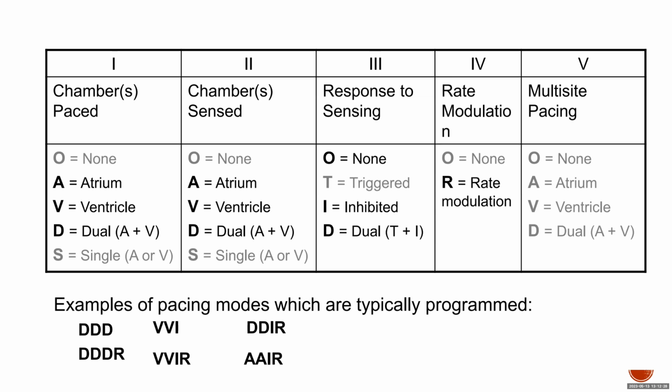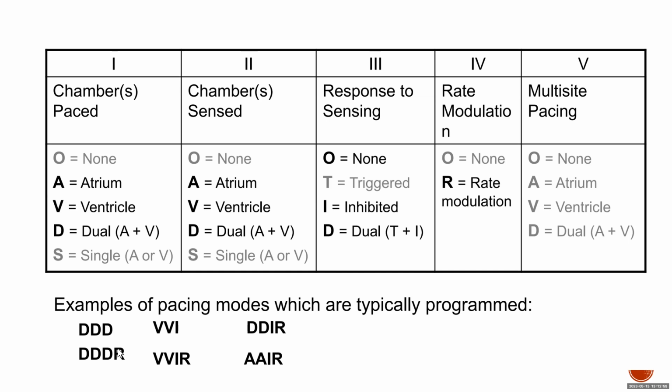And we're asking the device, if the patient has a heart rate faster than our set rate, not to pace, because the pacemaker is just a backup. And then if we add R to it, so VVIR, it means that we're asking the pacemaker if it senses that the patient is doing any activity to increase the rate. Okay, so this is VVI, VVIR.